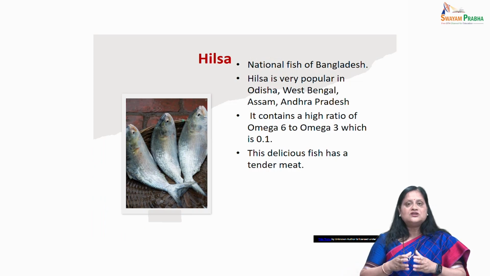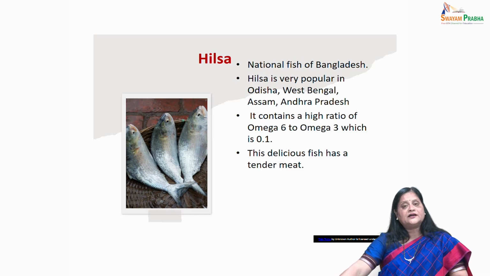Hilsa, national fish of Bangladesh. Hilsa is a very popular fish in Odisha, West Bengal, Assam, Andhra Pradesh. It contains a high ratio of omega 6 to omega 3, which is 0 is to 1. This delicious fish has tender meat.